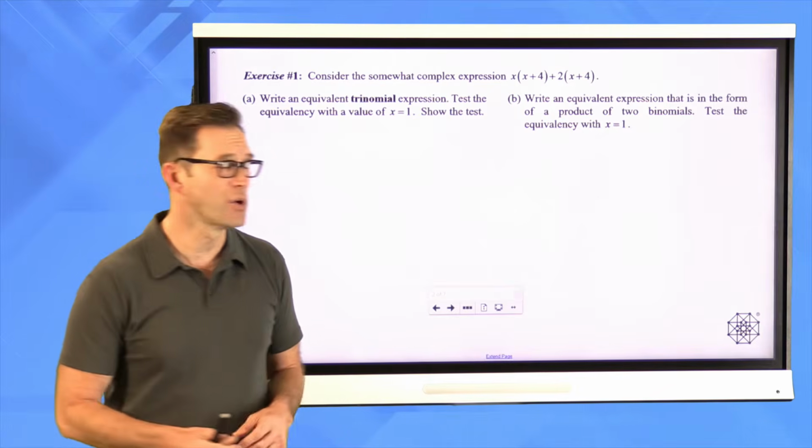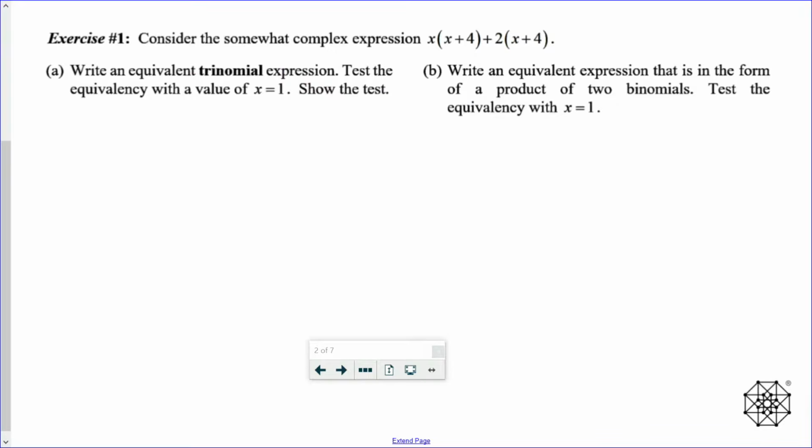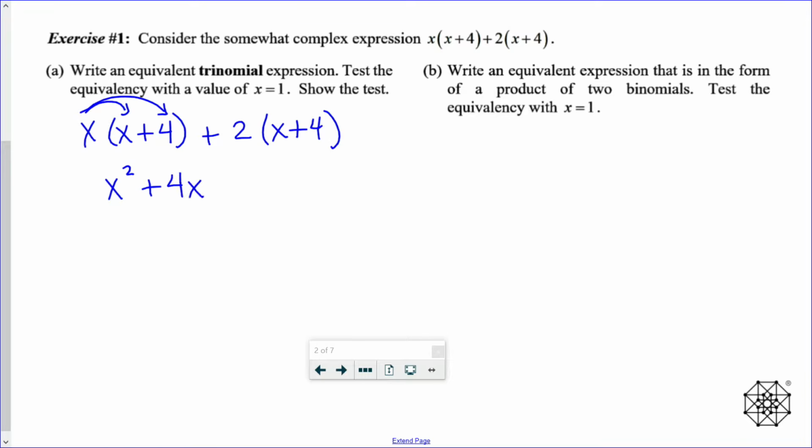All right, so let's do it. I'm going to write down the original expression just so that we've got it a little bit bigger here. x times x plus 4 plus 2 times x plus 4. Okay, I can distribute that x. x times x is x squared. x times 4 is 4x, plus 2 times x is 2x. 2 times 4 is 8. Notice I've got these like terms, so I'll get x squared plus 6x plus 8.